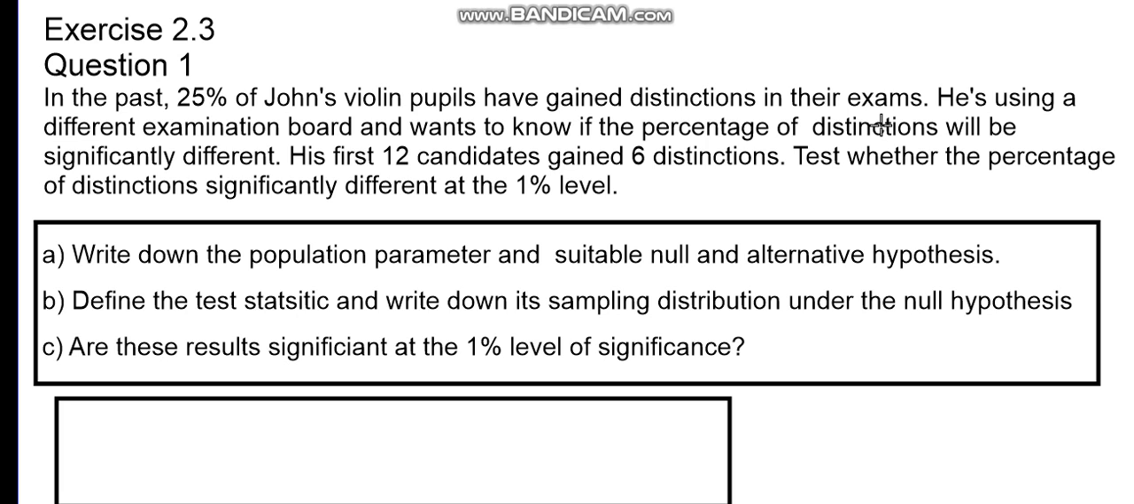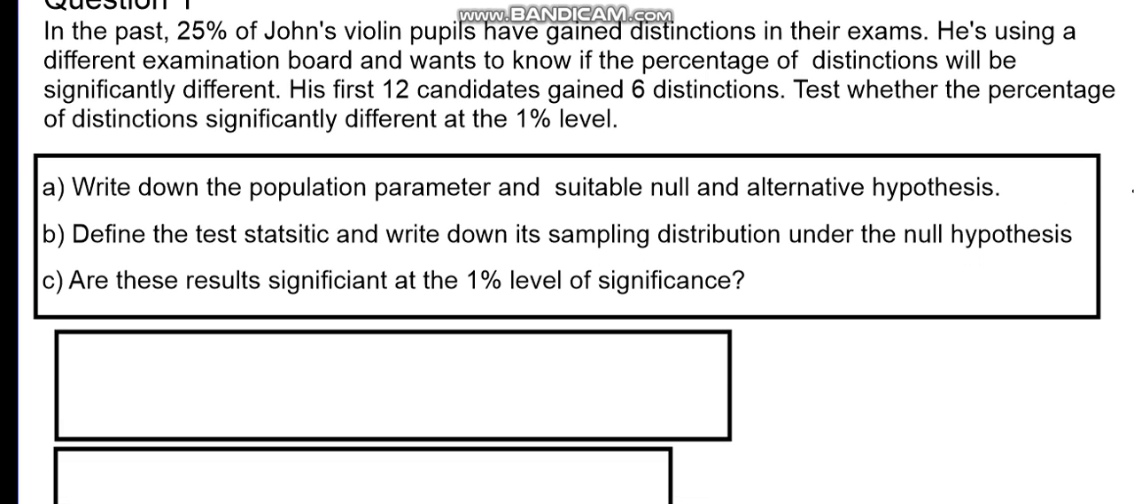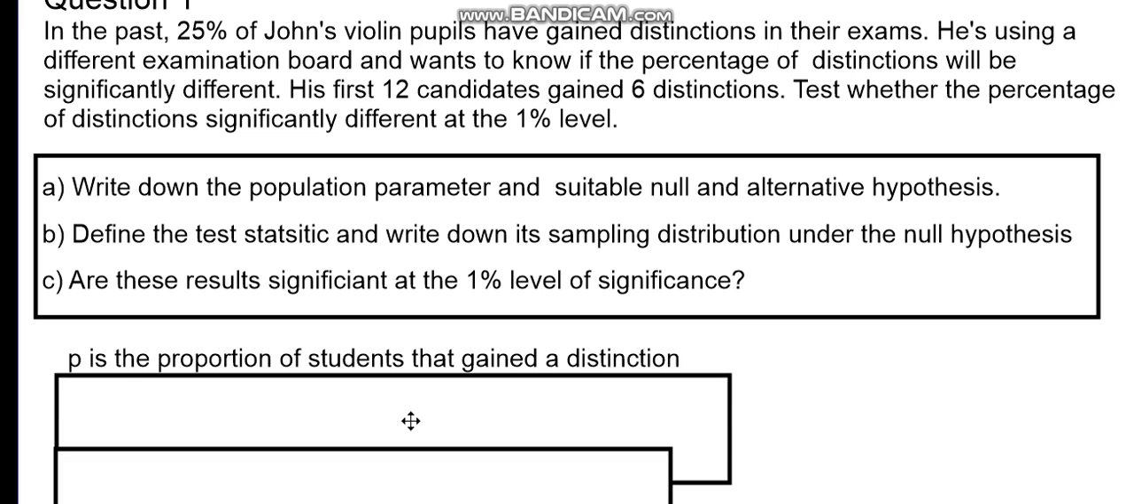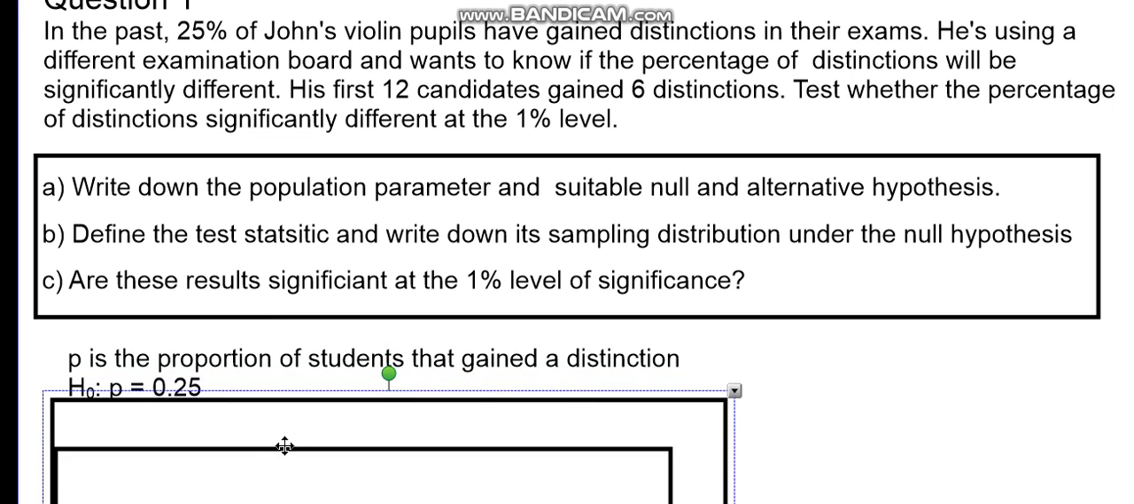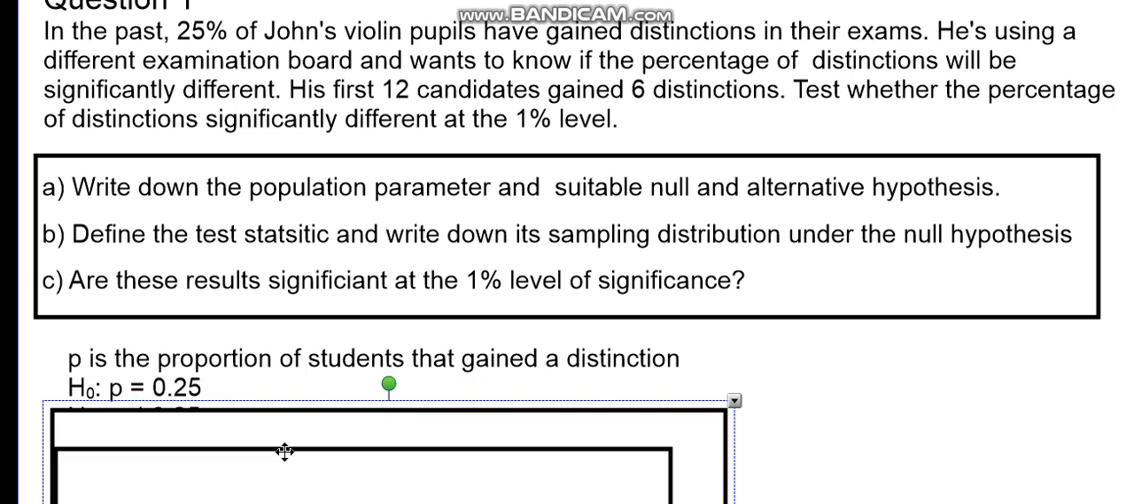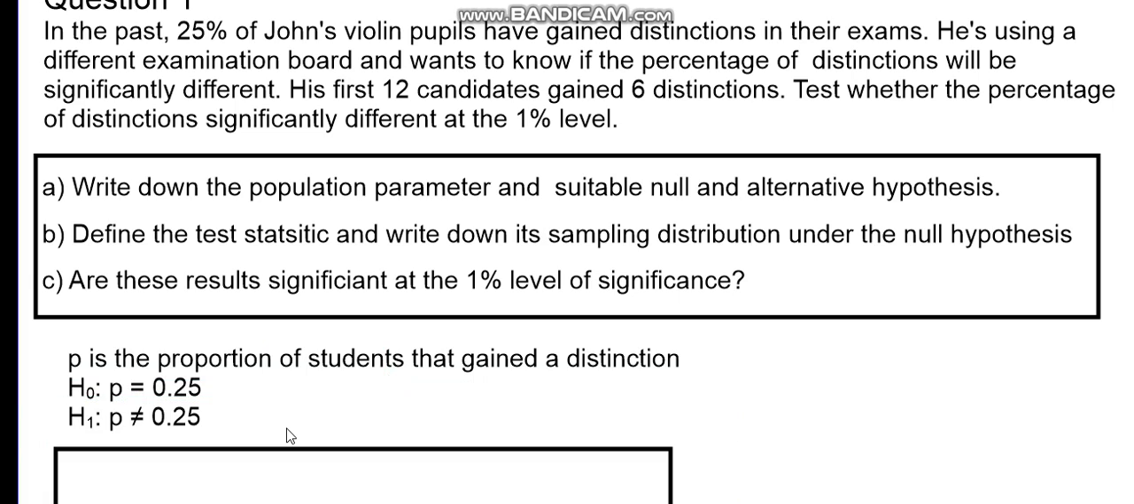So again, same principles, write down the population parameter and the null and alternative hypothesis. So the population parameter is the proportion of students that gain distinction. So again, null is always what we expect, so we would expect it to be 25% or 0.25. And we're just looking to see if it's changed, not whether it's bigger or smaller. So we're just going to say that P is not equal to 0.25. So this is our two-tailed test.